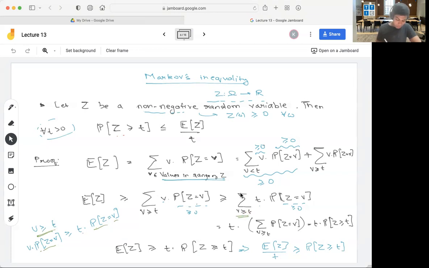Okay. So since 3 is greater than or equal to 2, 3 times this probability is greater than or equal to 2 times this probability. Right? So it's just multiplying both sides of the inequality v greater than or equal to t by some non-negative number, which is the probability. That makes sense.